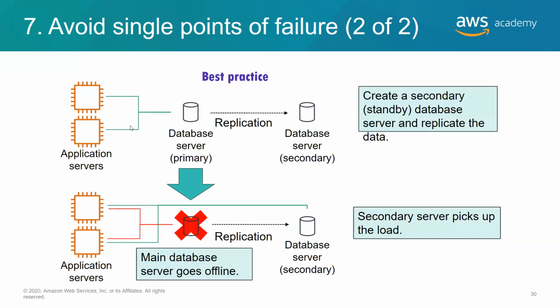See, the application server is interconnected with the database server. So here we're going to have two database servers, right? One is going to be the primary database server. The other one is the secondary database server. Got it? So you're going to have replication here. This is the best practice, right? You're going to replicate your data here, and create a secondary standby database server and replicate the data, to avoid this single point of failure. Similarly, if the primary database server goes offline, no worries. There is a secondary database server there. From there, I can pick up all my load, right? So to avoid a single point of failure, we do this.